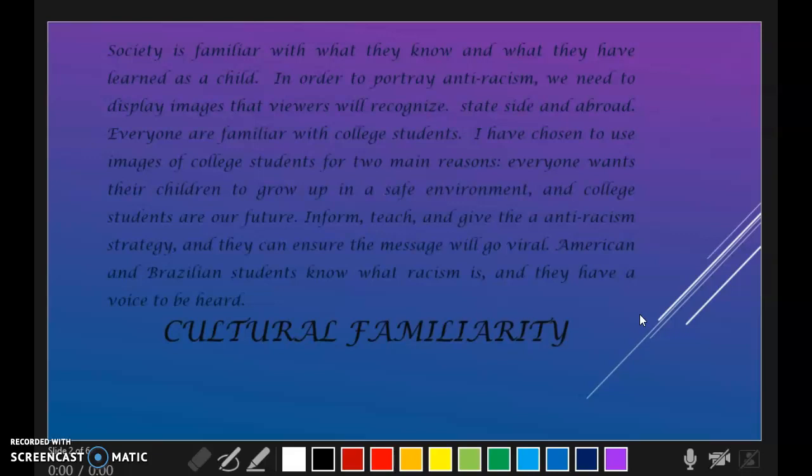Everyone wants their children to grow up in a safe environment, and college students are our future. Inform, teach, and give them an anti-racism strategy, and they can ensure the message will go viral. American and Brazilian students know what racism is, and they have a voice to be heard.